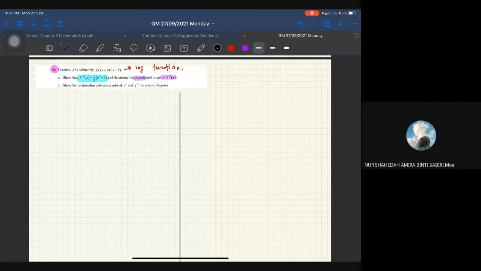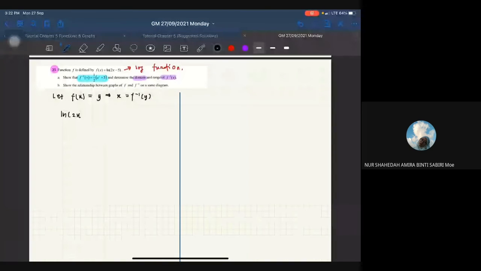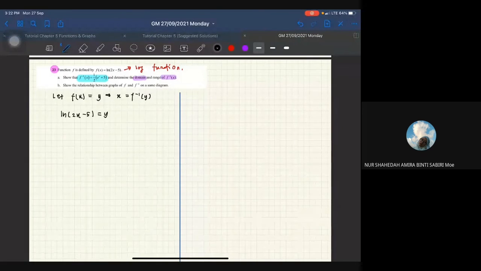Okay, so saya guna cara let. So let f(x) equal to y. So kita nak cari x equal to f inverse of y. Okay, so our f(x) is ln(2x minus 5) which is equal to y. Okay, so kita nak jadikan x sebagai subjek. So what is the first step that you need to do? Macam mana nak hilangkan ln this one? How do we eliminate this one?